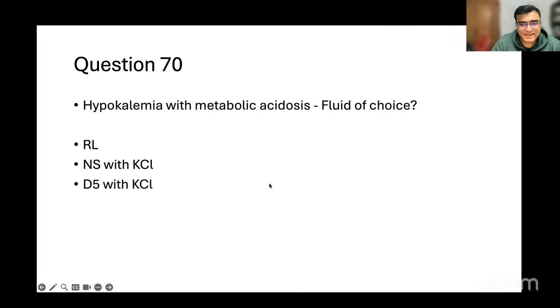I would rather go with RL, because NS causes NAGMA. If they are giving metabolic acidosis, then they probably don't want you to exaggerate that metabolic acidosis, and that is what they were probably trying to figure out. But the problem with RL is it has lactate, so whenever you have liver problems it is usually not preferred. But in this scenario, I think RL would have been the correct option because NS causes NAGMA.